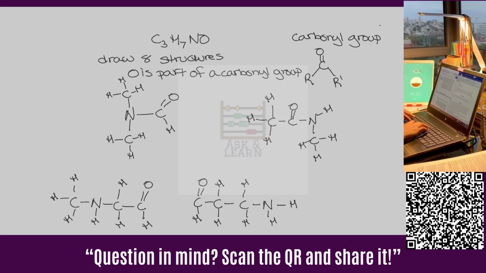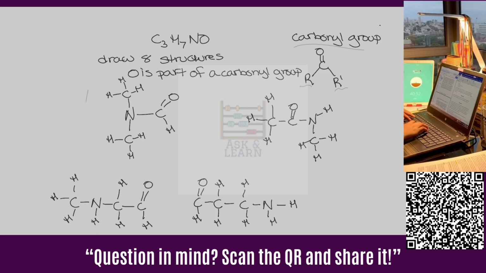So if we take a look at what a carbonyl group actually is, it's just a carbon double bonded to an oxygen. And on one side, we have something going on and something on the other side. So carbon is double bonded to an oxygen and then singly bonded to other things. So let's take a look at these structures.